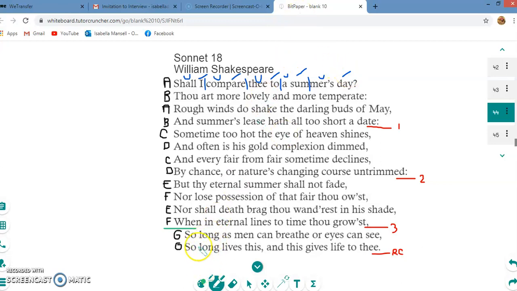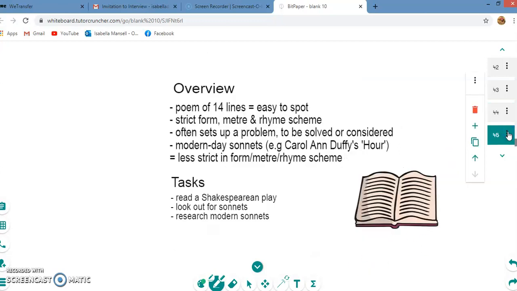And in the final two lines, the first word, so, here depicts how there is a conclusion coming with so long as men can breathe or eyes can see, so long lives this, and this gives life to thee. And there you go, it concludes the task that was set up of comparing the loved one to a summer's day, and ends with a conclusion there. So I hope that makes sense now with the rhyme scheme, the format, and the meter, as well as the feature of the volta in this example of a Shakespearean sonnet.